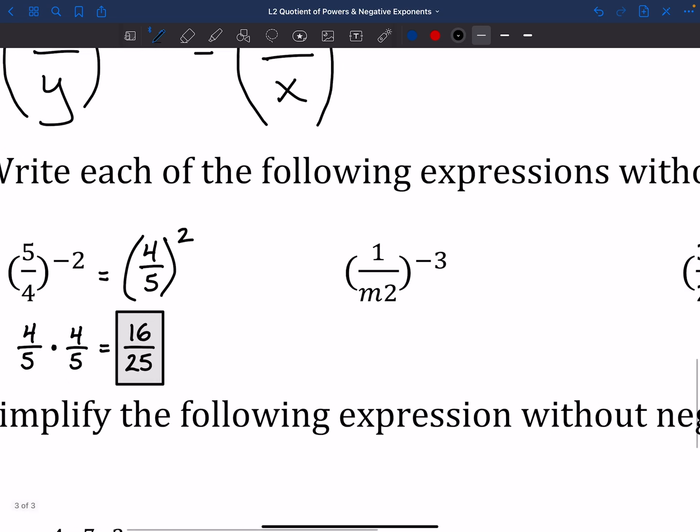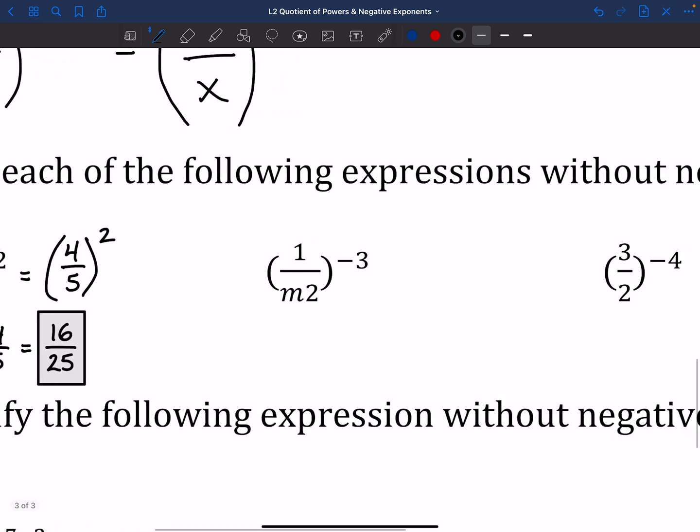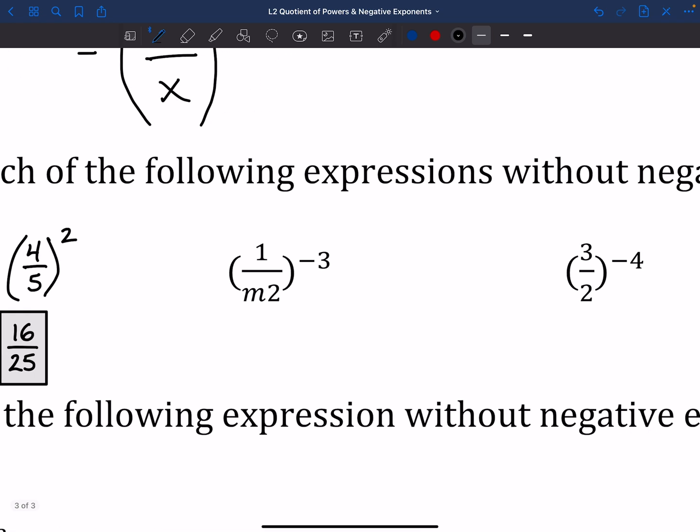On the second one, there's a little bit of a typo. That should be m to the second power. That's m squared, not m with a 2 next to it. So same old deal, though. I'm going to start by flipping this over. It's going to be m squared on the top, 1 on the bottom, and that 3 is now a positive 3. So after this, again, I've got m squared over 1. That's the same thing as just m squared, but it's still to the third power.